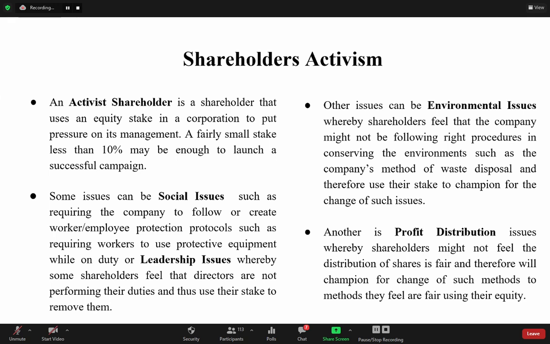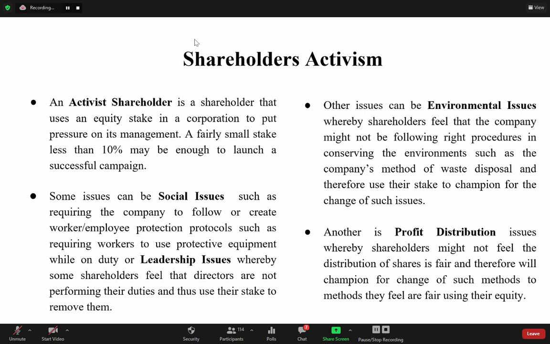And finally, we can talk about profit distribution. Profit distribution can occur in the form of dividends. We've seen the two types of shares, the common and the preferred, and they don't quite receive the same amount of dividends. If an activist shareholder feels that the differences are quite far apart, whereby one is benefiting majorly and the other shareholder is losing, the person can also raise a campaign to handle that issue and come up with a solution.